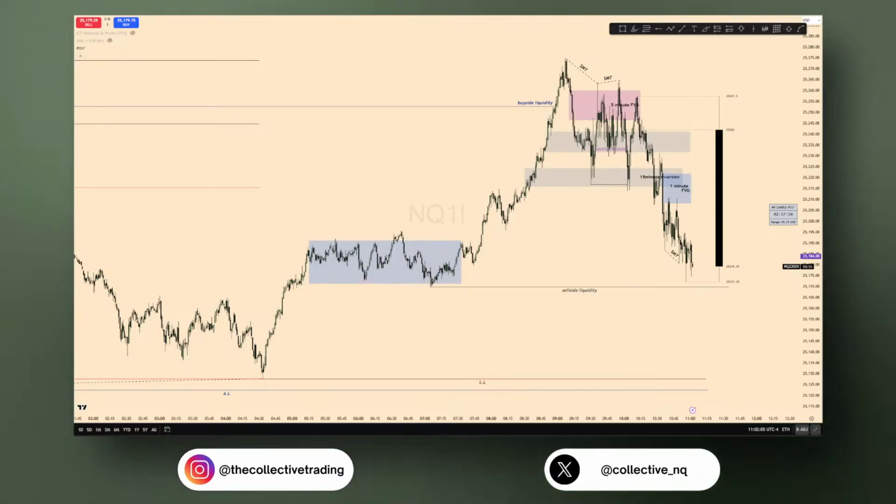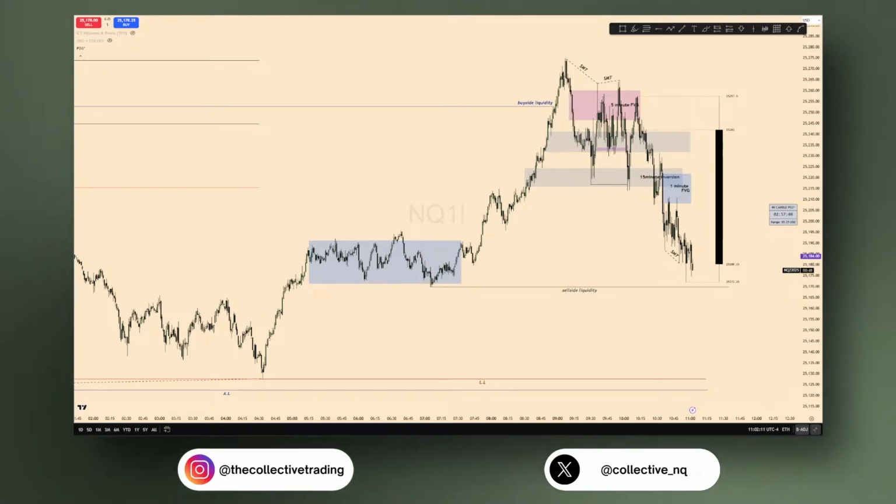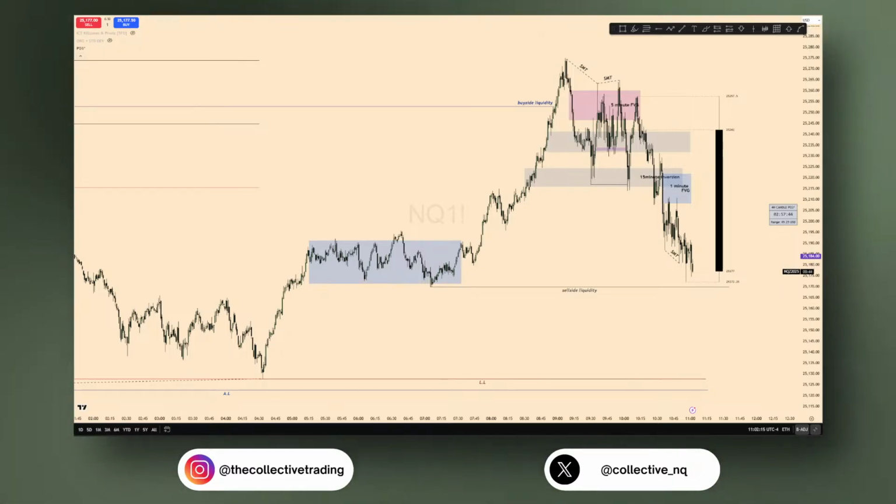So you have NQ displace lower, and then YM and ES also flip back bearish and trade to London's low. Whichever one takes London's low first, I'll be out at. Honestly, it looks like ES is going to trade to London's low first.